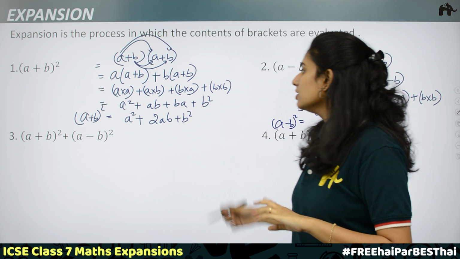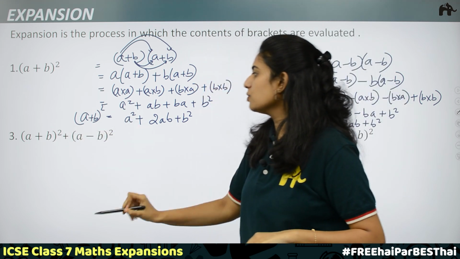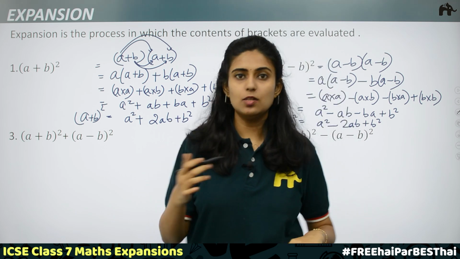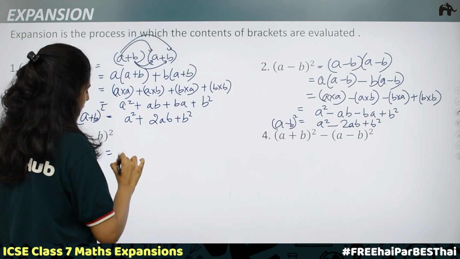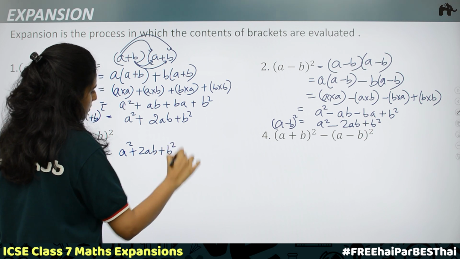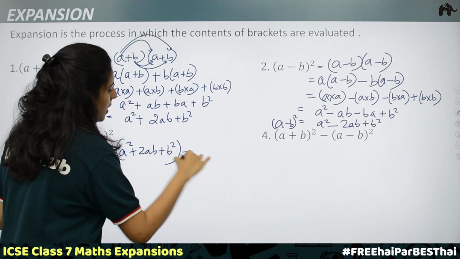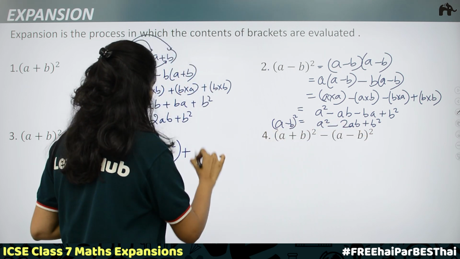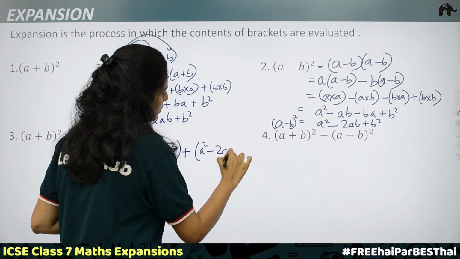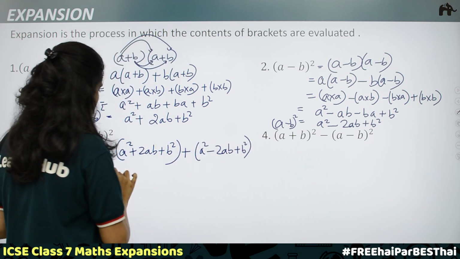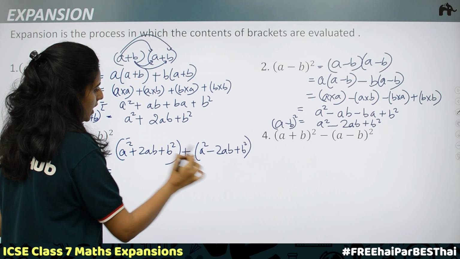Now, the third one, a plus b whole square plus a minus b whole square. We got a plus b whole square is equal to a square plus 2ab plus b square. Next, a minus b whole square is equal to a square minus 2ab plus b square. Which is equal to, here we have a square, here we have a square.